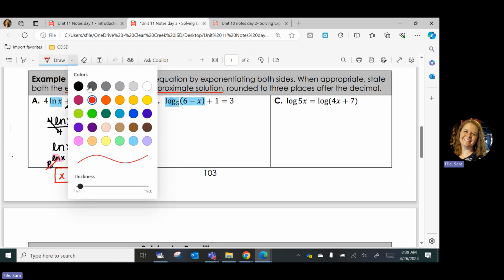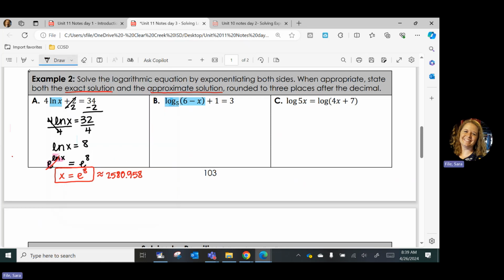We want to isolate the log expression. I've already highlighted it, so I need to subtract the 1 over. So I've got log base 5 of 6 minus x equals 2. Now, to exponentiate, we need to know the base of the log. What's the base? This one, it's not a hidden base. It's not an understood base. It's there. What is it? It's 5. 5 is the base of the log.